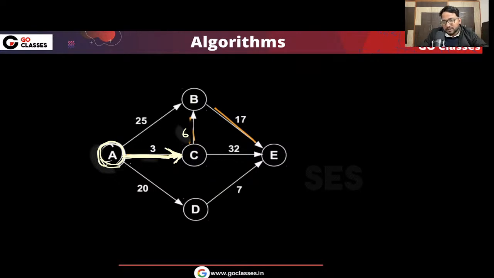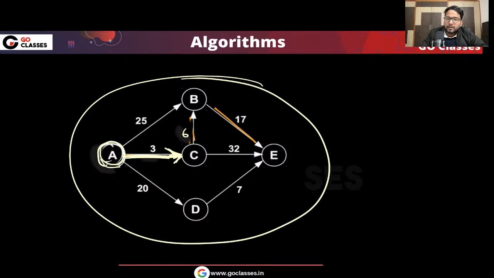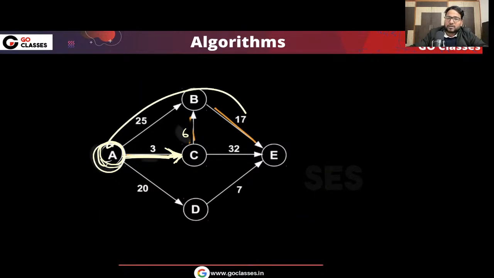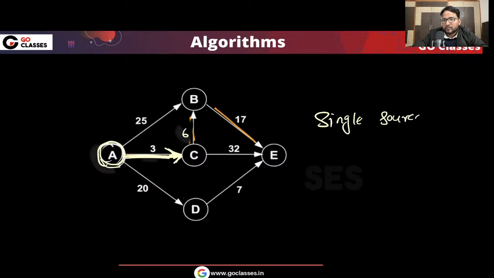From A to C, this is the shortest path. From A to B, this is the shortest path. From A to D, it seems that this is the shortest path. And similarly, we can find other shortest paths. For example, from A to E, this seems to be the shortest path, right? So basically, we need to find the shortest path from A to every other vertex. This is the problem which is called the single source shortest path problem.